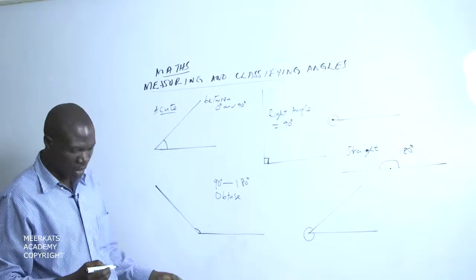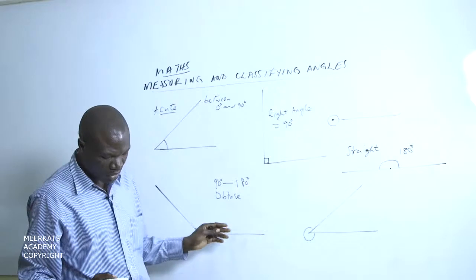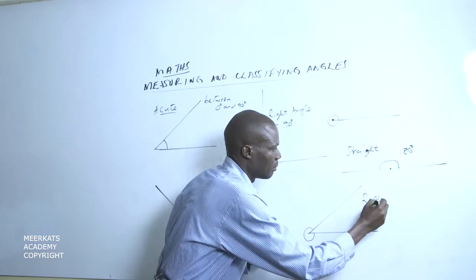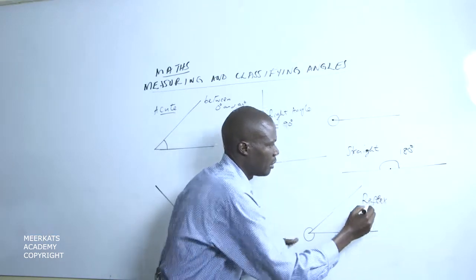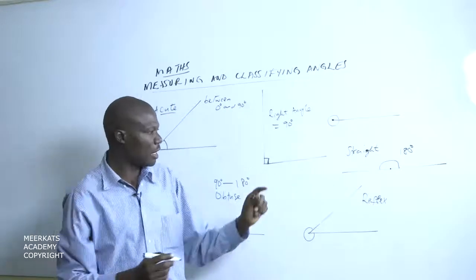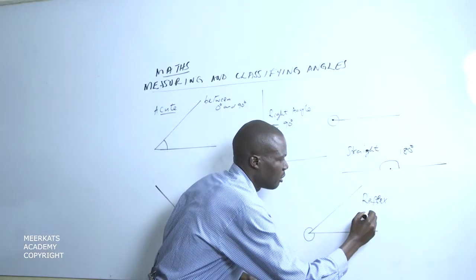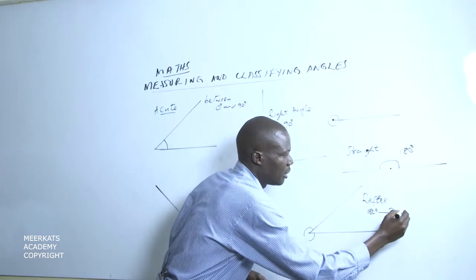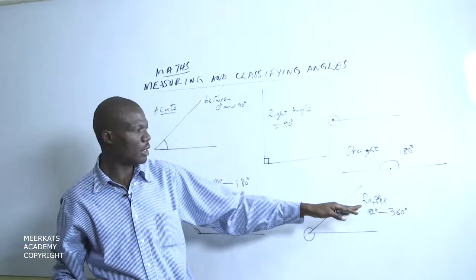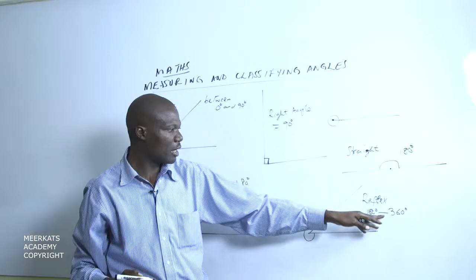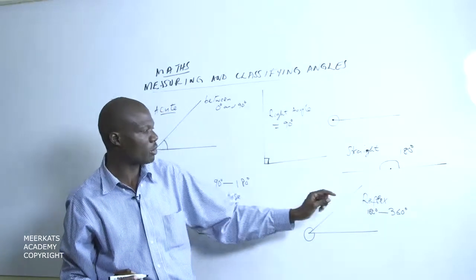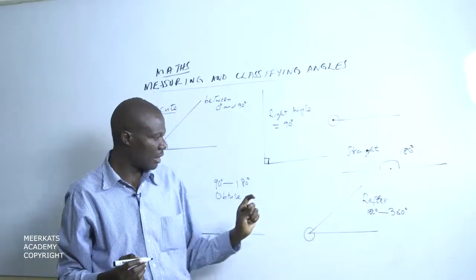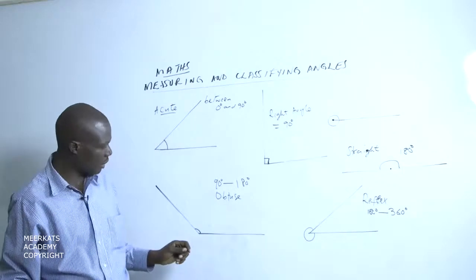The next angle that we have is what we call a reflex angle. A reflex angle is an angle that is between 180 degrees all the way to 360 degrees. So this one is seen to be a reflex angle because it is greater than 180 but less than 360. We refer to it as a reflex angle.